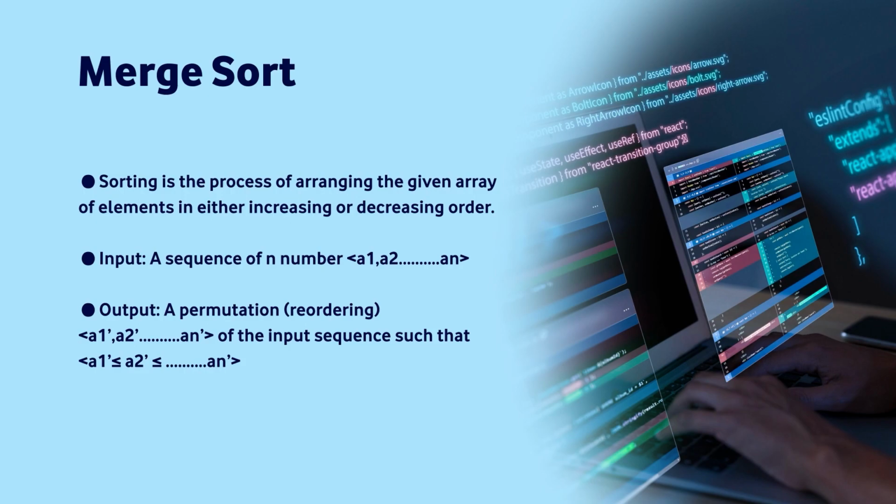The input will be a sequence of n numbers, from a1 to an, and the output will be a permutation, a reordering, of these a1 to an numbers. In our example, we will start in increasing order, so the first number will be the lowest and the last number will be the highest. Sorting algorithms are the most used algorithms in data structures and algorithms. They have a wide range of different applications that I will discuss further.